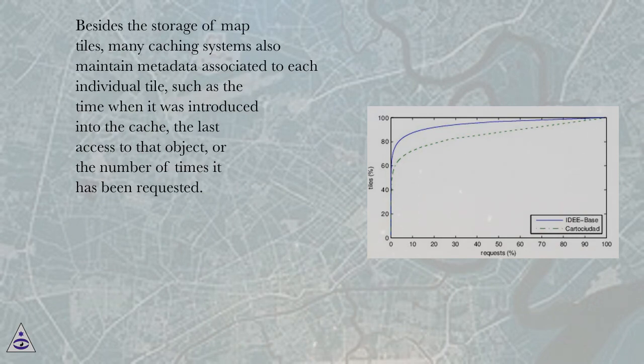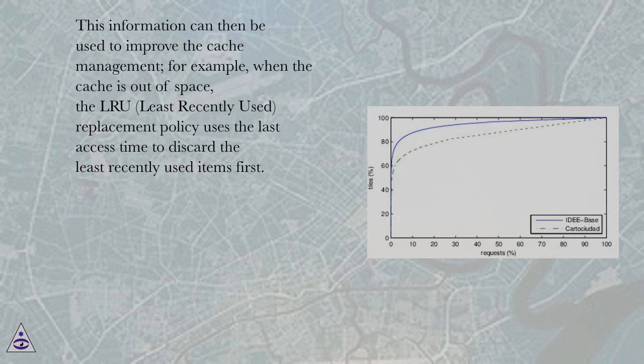Besides the storage of map tiles, many caching systems also maintain metadata associated to each individual tile, such as the time when it was introduced into the cache, the last access to that object, or the number of times it has been requested. This information can then be used to improve the cache management. For example, when the cache is out of space, the LRU, least recently used, replacement policy uses the last access time to discard the least recently used items first.